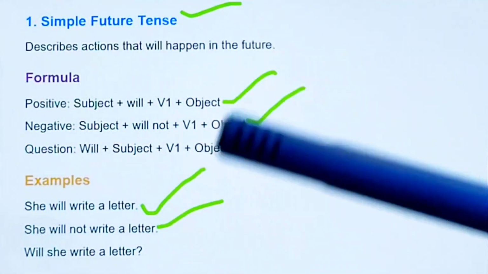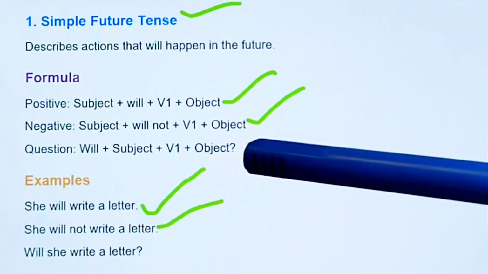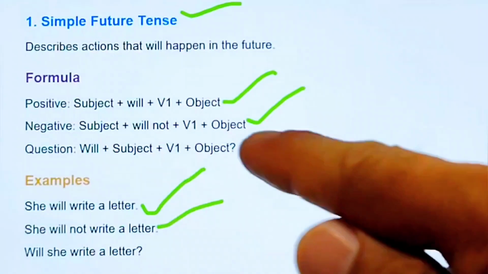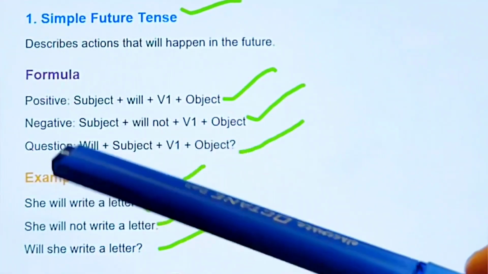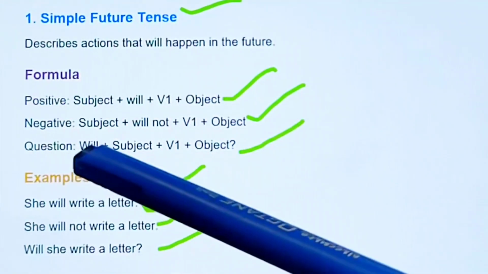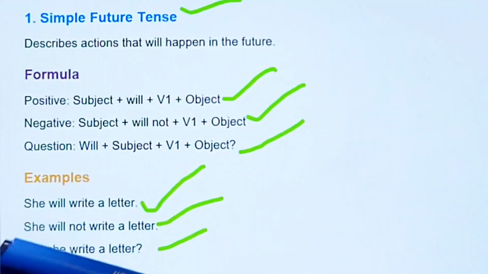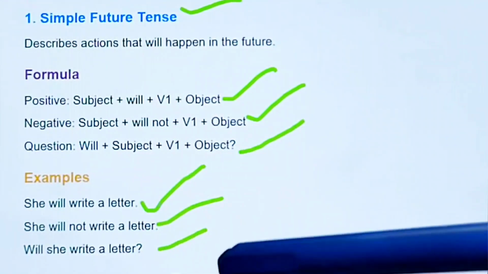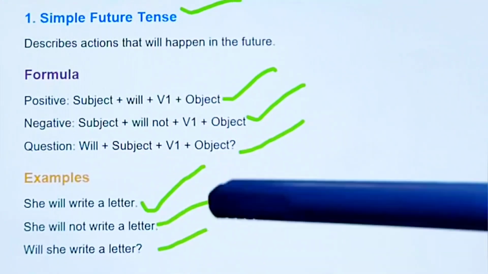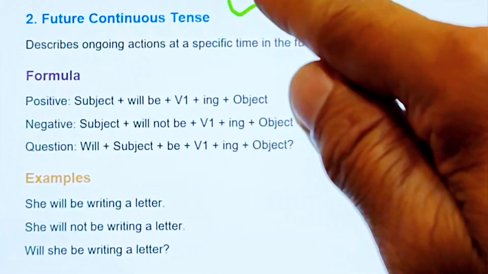And in case we make an interrogative sentence, or just put a question mark behind the sentence, the formula is this one and the example is this one. The formula is: will plus subject plus first form plus object. And the example is: will she write a letter? Will is here, the subject is she, write is the first form and the object here is letter. So this is a very simple sentence. Hopefully you got it.